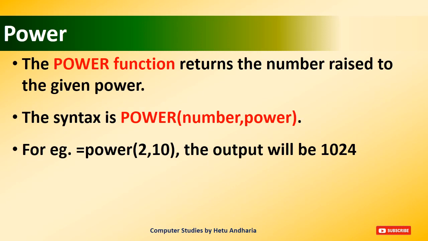We all know the meaning of power. Power means raised to. So the power function returns the number raised to the given power, and the syntax is power into bracket number, comma, don't leave any space in between here, comma, and power, and bracket close. For example, if you want to get the answer 2 raised to 10, then you have to write is equal to power 2 comma 10, brackets close, and the output will be 1024.